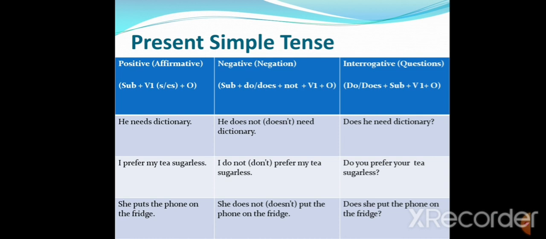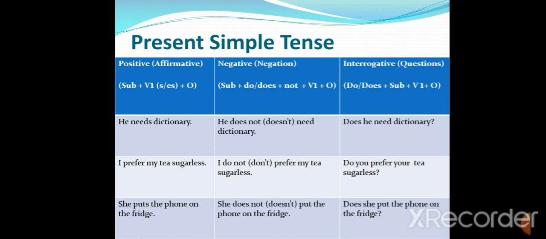If you want to make the same sentence negative, as the subject is he, we will use does. So, he does not need dictionary. And in the same way for interrogative, as the subject is he, we will use does in the beginning of the sentence. So, does he need dictionary, and the question mark at the end.